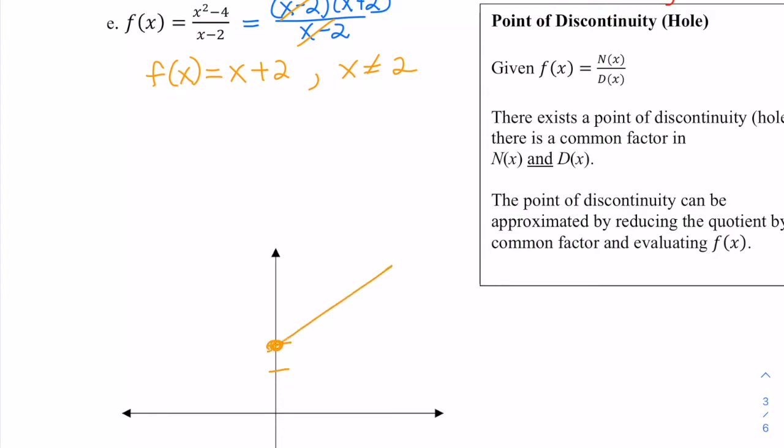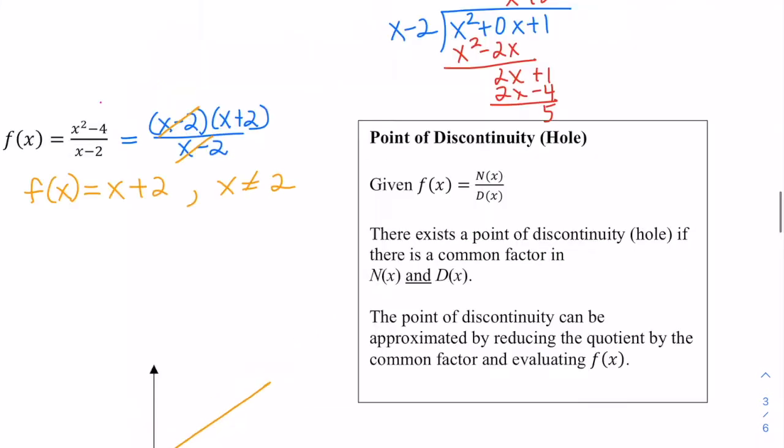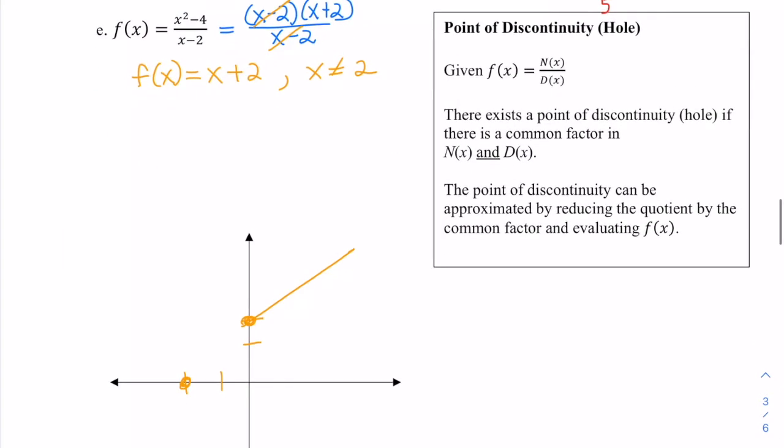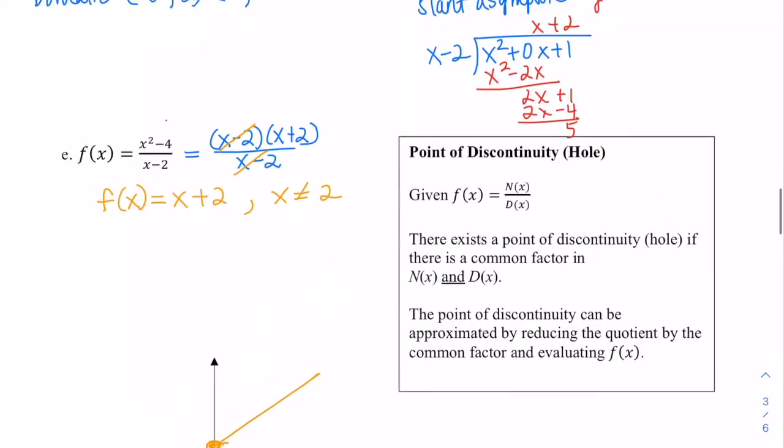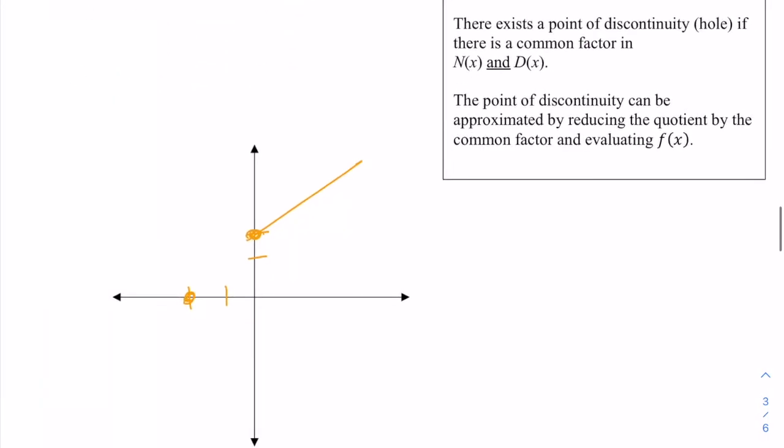We could probably figure this out really quickly, but this slope right here is 1. The y-intercept would be 2. See if I can draw a line there. Okay. It's a little off, so I'm just going to fix that. Okay, so there's the line, there's the function.